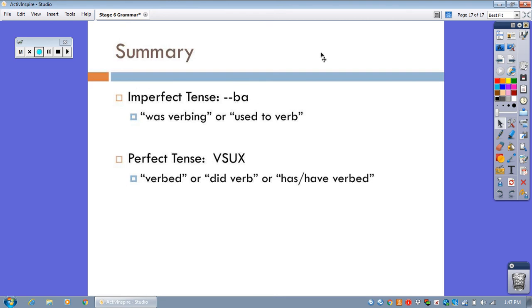So quick summary, imperfect tense for regular verbs, always see the ba, and it's always translated was verbing, or used to verb. Perfect tense, you'll see the V, S, U, or X, plus those other endings, which we'll sing a song and learn more thoroughly, and it's translated as verbed, or did verb, or has or have verbed. All right, that's it.